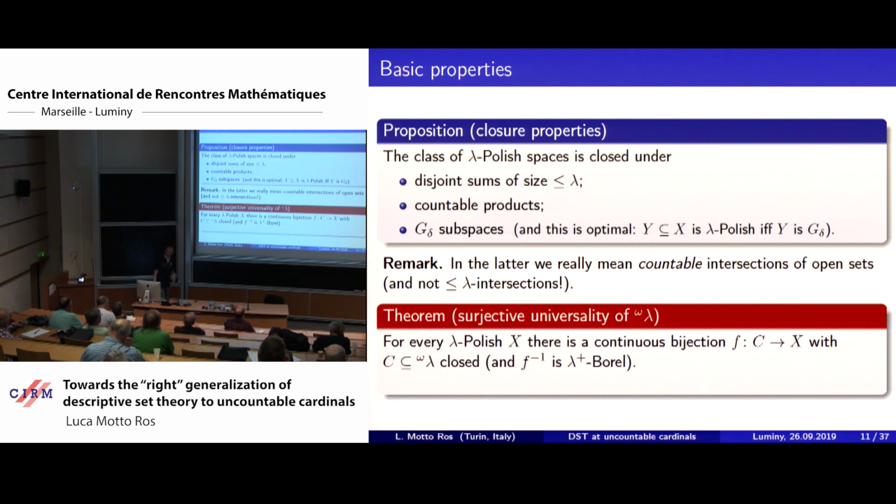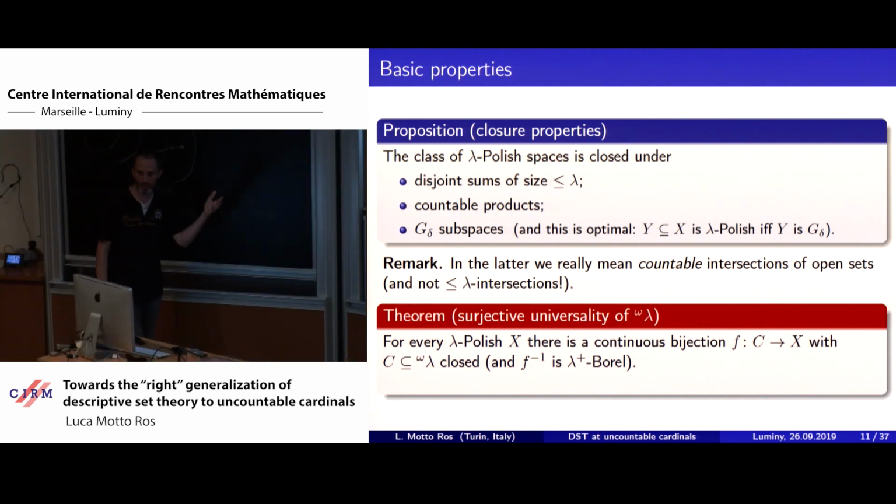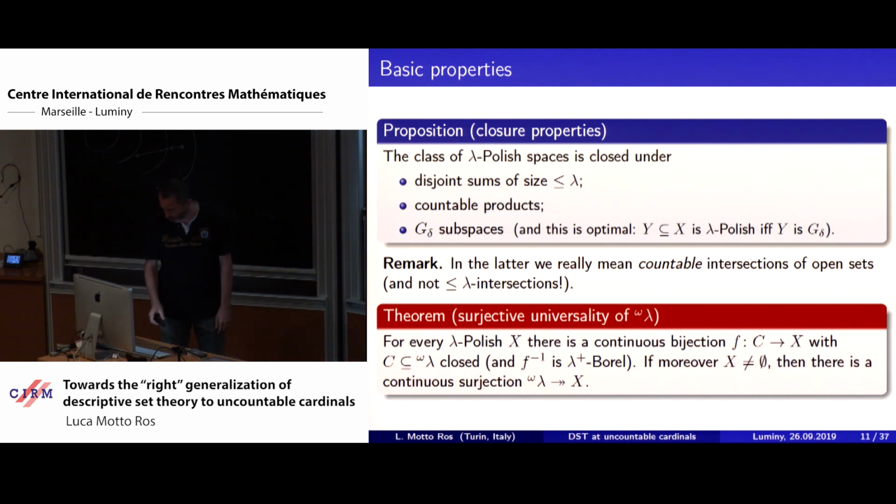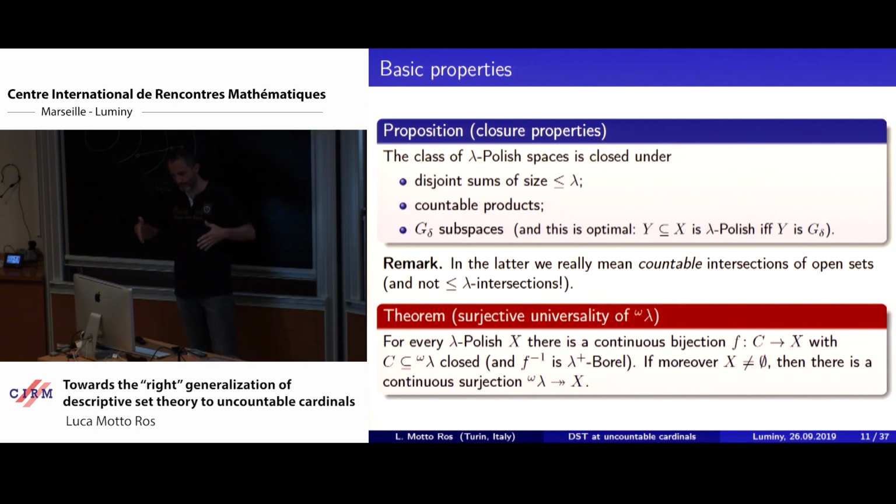there is a continuous bijection from a closed set of lambda to the omega, this generalized Baire space, onto this X. And the inverse of this injection is not continuous in general, it depends on the space, but it is at least lambda plus Borel, so it's not too complicated. And then, of course, you can go on. If the space is non-empty, then you can extend this to a continuous surjection from the Baire space onto X.